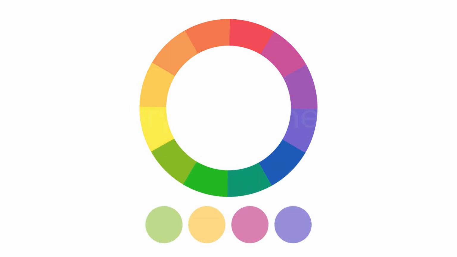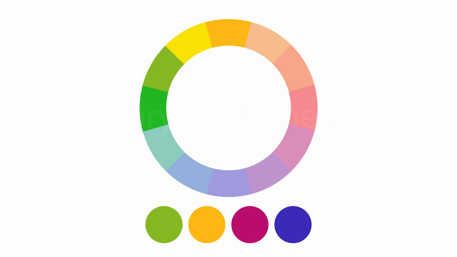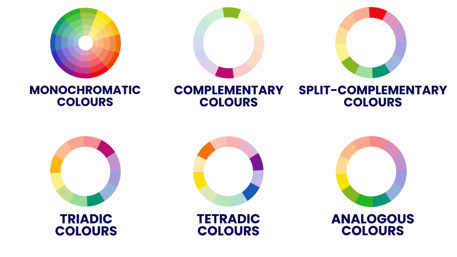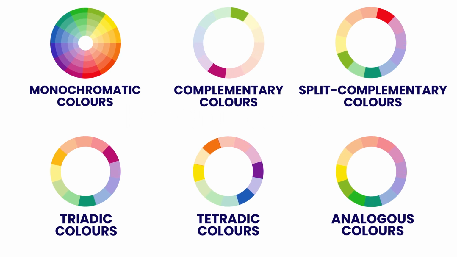Lastly, the analogous colour scheme. This one involves 2 to 4 colours that are next to each other on the colour wheel. It's one of the easiest and most harmonious approaches. It works well when you choose one dominant colour and let the others support it. These different colour harmonies are excellent tools for creating balanced and appealing designs.